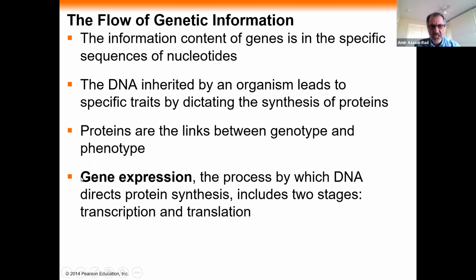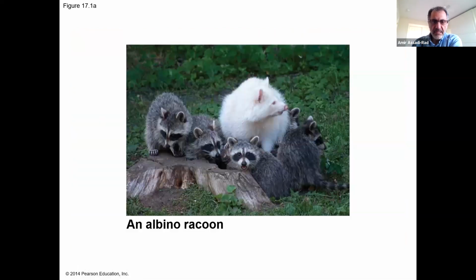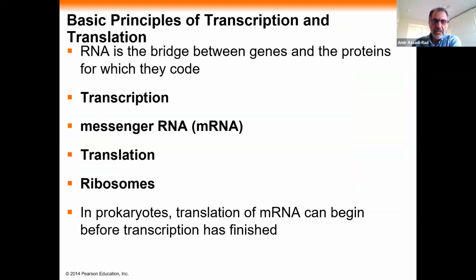Here is gene expression, the process by which the DNA directs protein synthesis. It includes two stages, transcription and translation. So as you can see, the albino deer is different from the normal brown deer because of the protein molecules making this deer albino, white, I should say white. And the protein molecules on this deer are making him brown. I hope I'm making some sense. Same thing here, an albino raccoon, and so on and so forth.